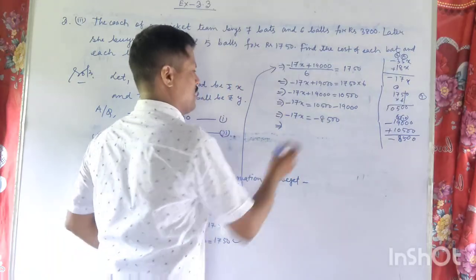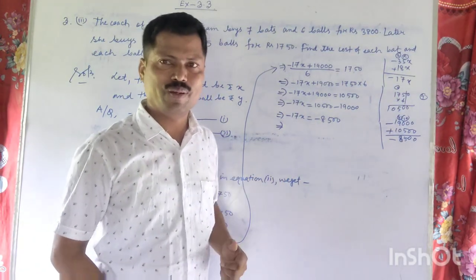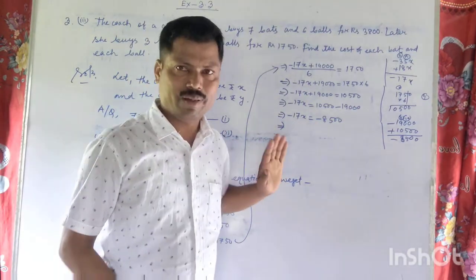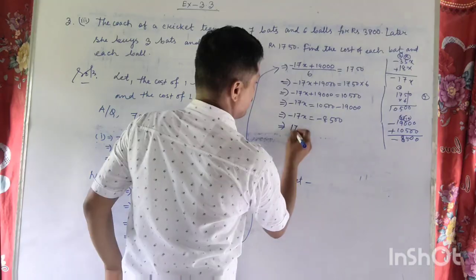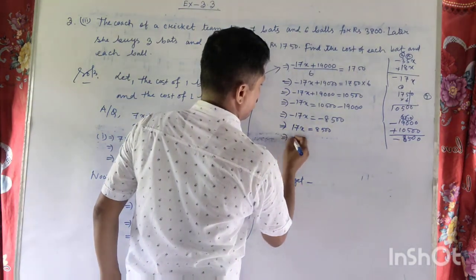Now both sides having minus, then if we multiply both sides with minus 1, then we will get positive value here. So 17x is equal to 8,500. 17x is equal to 8,500. Now x value we have to find out.